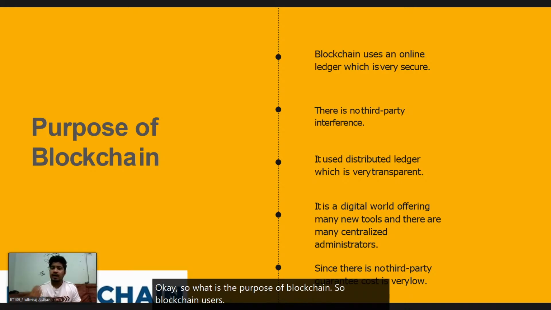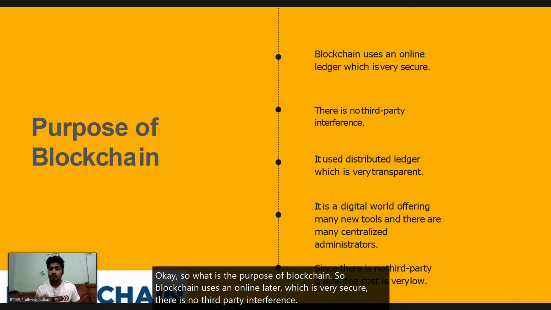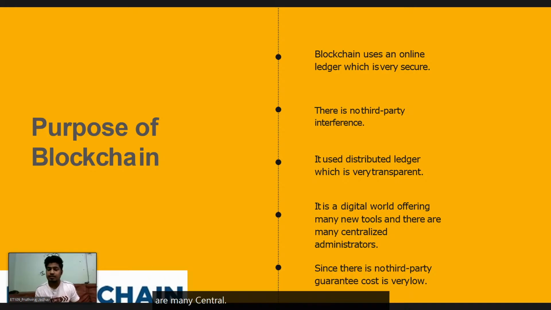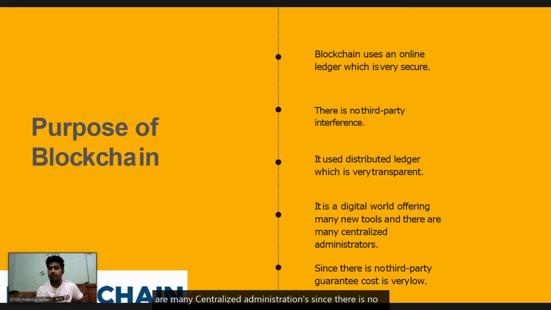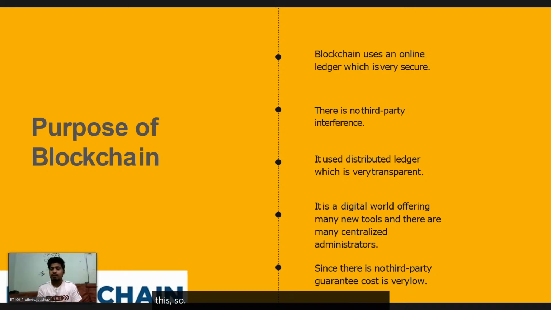Blockchain uses an online ledger which is very secure. There is no third-party interface. It uses a distributed ledger which is very transparent. It is a digital world offering many new tools, and there are many centralized administrations. Since there is no third-party guarantee, the cost is very low. But nowadays the Ethereum blockchain is very popular. The problem that comes with it is that it has very high gas fees. So something known as Ethereum 2.0 is going to come up and remove all the problems from it.